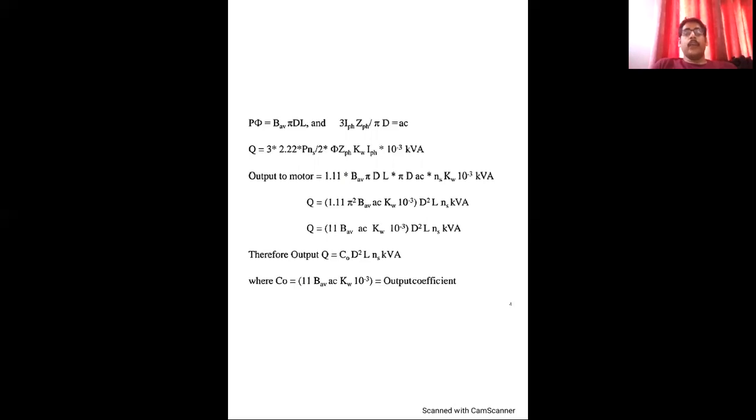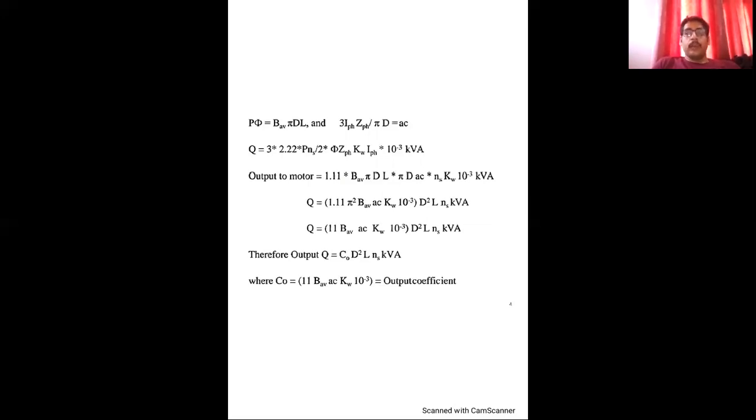We are getting Q = 11 BAV AC KW × 10^-3 D²L NS. Now this 11 BAV AC KW × 10^-3 is basically known as the output coefficient. So your equation becomes Q = C0 D² L NS, where C0 is called the output coefficient.